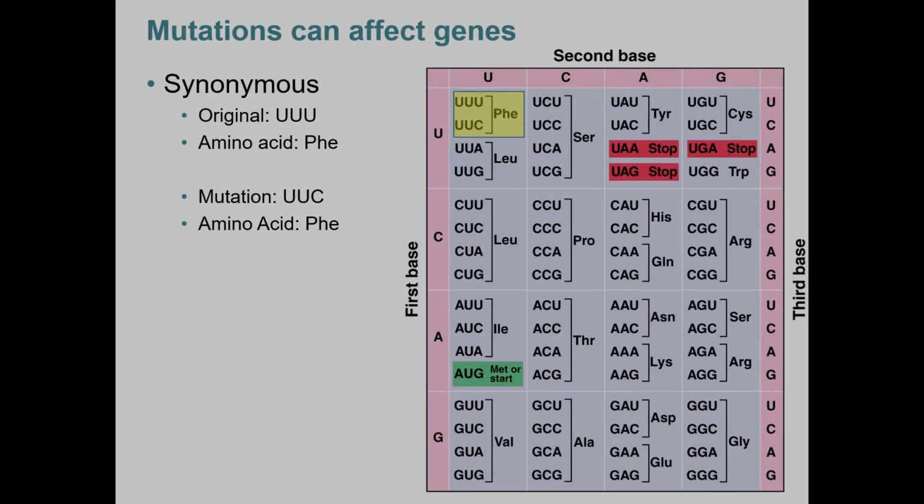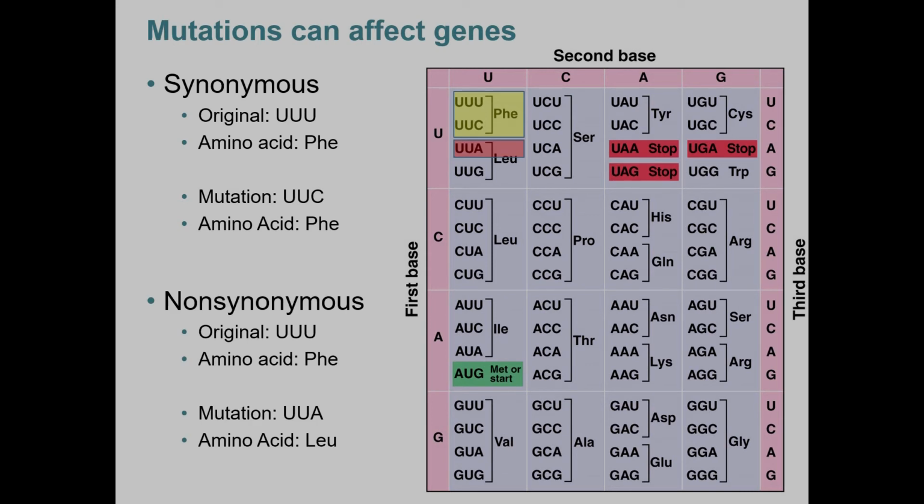Synonymous mutations change the codon sequence, but do not change the amino acid that it codes for. You can think of these like synonyms for words. For example, you might use rapid and fast to mean the same thing. Non-synonymous mutations change the amino acid that the codon encodes for, so these are words that do not substitute.